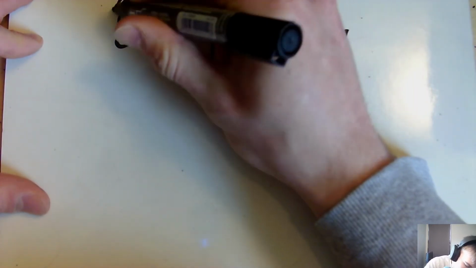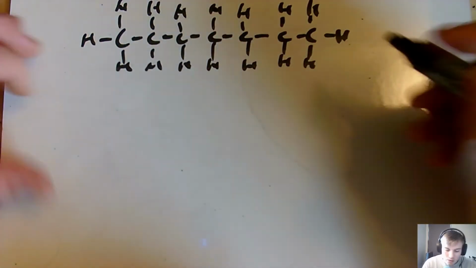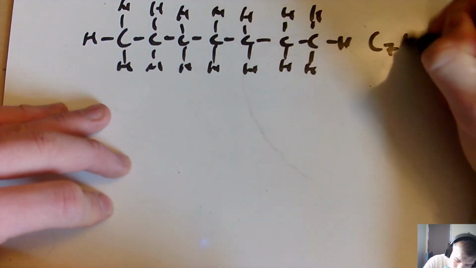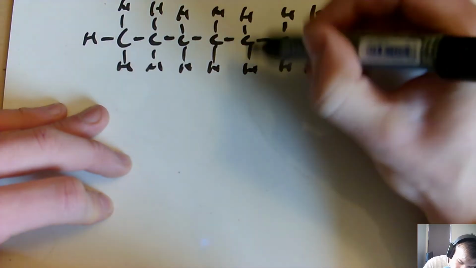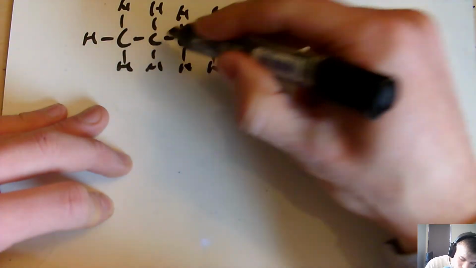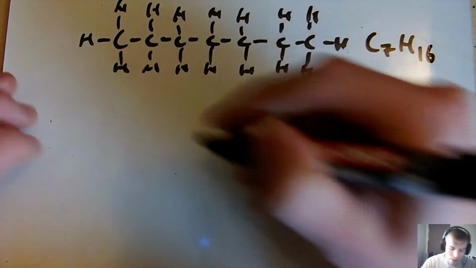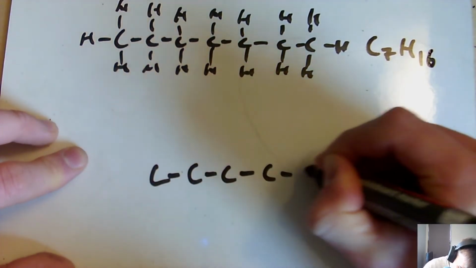Keep going with these. So this is... can I fit that in? Lovely. C7H16. Let's double check. 1, 2, 3, 4, 5, 6, 7, 8, 9, 10, 11, 12, 13, 14, 15, 16. 1, 2, 3, 4, 5, 6, 7. Lovely. So again, we could carry on. I'll just do some more examples and rub them out as I go.